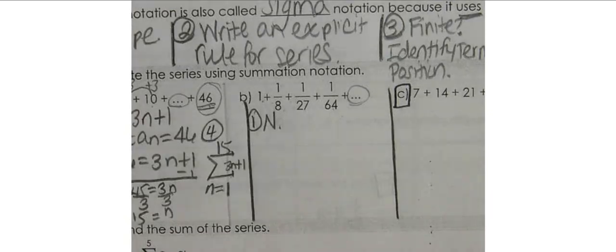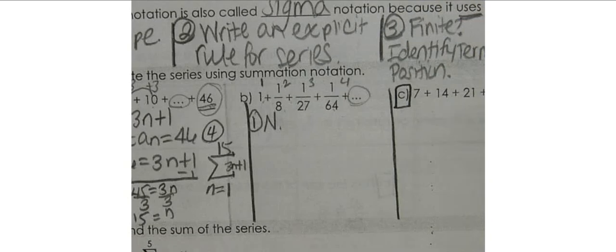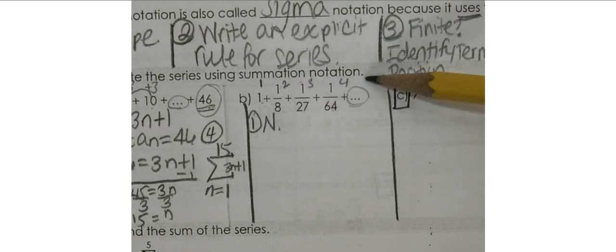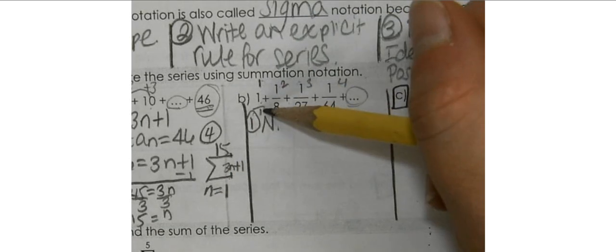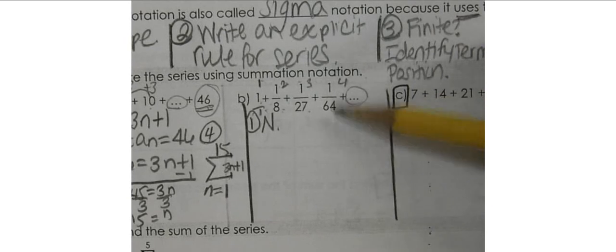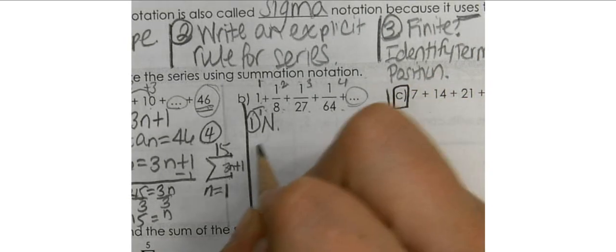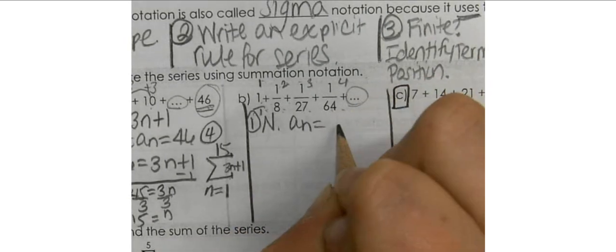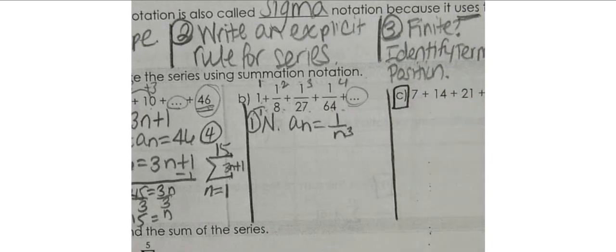Next, I'm going to look at my term position. This is a 1, a 2, a 3, and a 4. This is the first, second, third, and fourth position. And I know that if I were to make this 1 over 1, that's 1 to the third power, 2 to the third power, 3 to the third power, 4 to the third power. So my rule is going to be a sub n is equal to 1 over n to the third power.